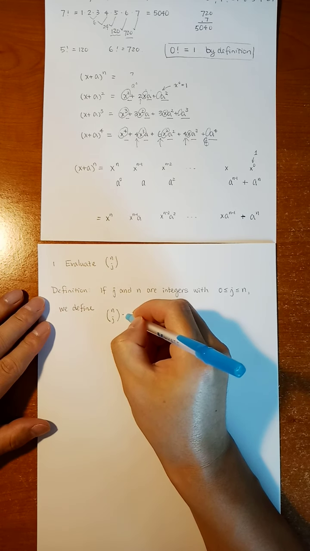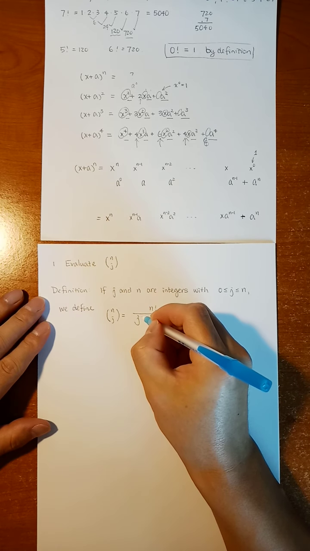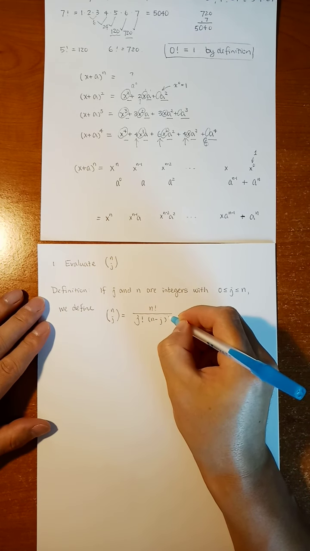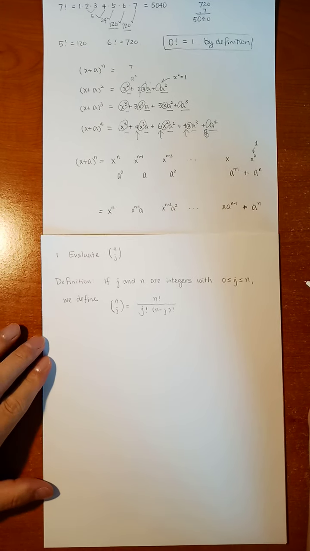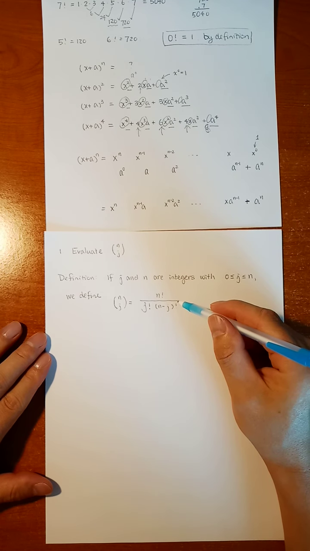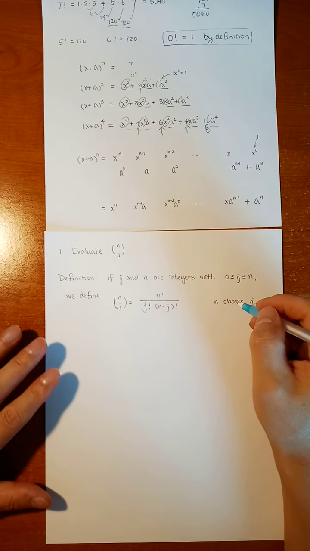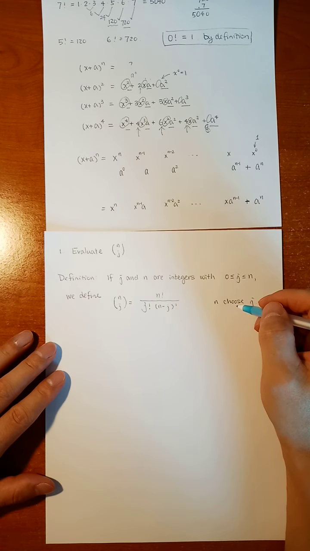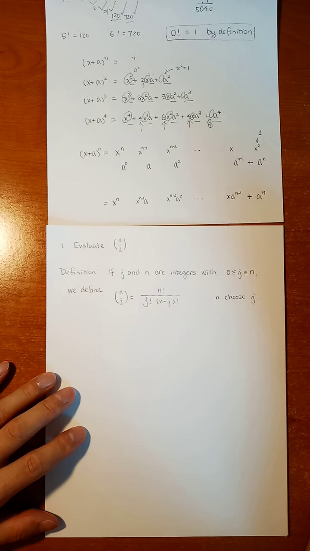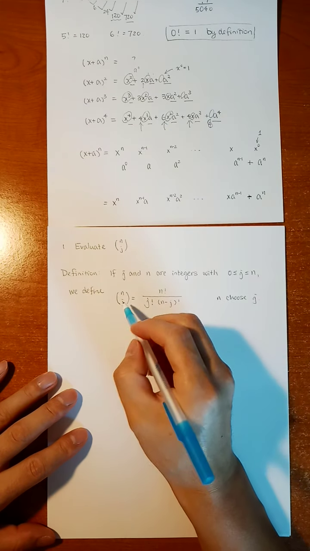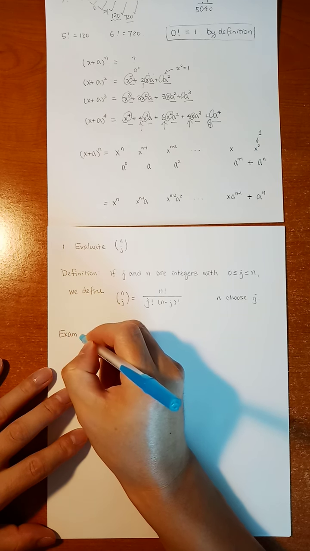n choose j to be n factorial over j factorial n minus j factorial. It's a ratio of 3 factorials. This is a n choose j. All these you can say n taken j at a time, but n choose j is better, shorter. N choose j. Okay, so this is the definition. First, we define this n choose j. Let's see some computation.